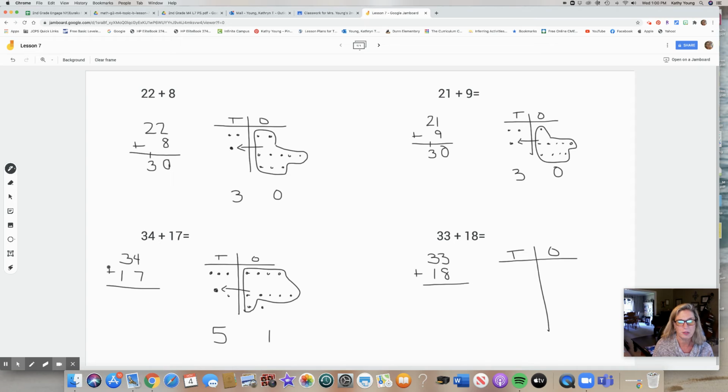So if I were to do this vertically, 4 plus 7 is 11. And I write my 11, but I just put the 10 from the 11 in the tens place and the 1 in the ones place. 3 plus 1 is 5. So there's my 51.